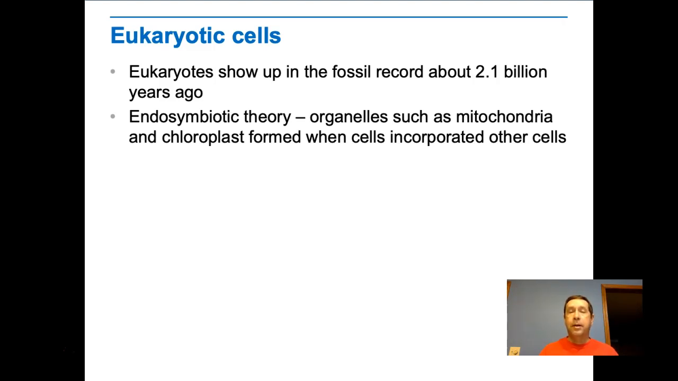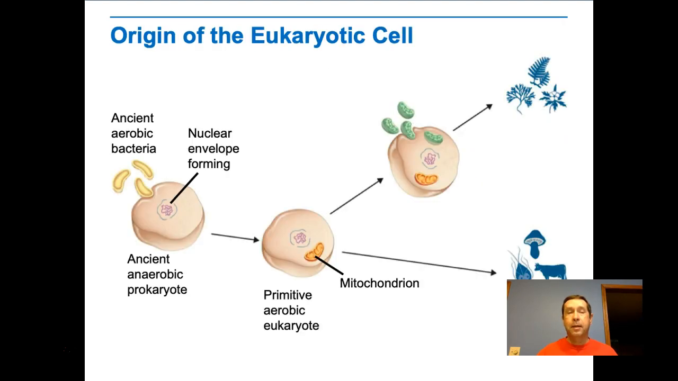And the current theory that explains how eukaryotes came about is what we call the endosymbiotic theory, where organelles, especially mitochondria and chloroplasts, could have formed by cells incorporating other smaller cells. And the fact that mitochondria and chloroplasts have their own DNA that has a different genetic code than the DNA in the nucleus of the cell is one of the things that supports this idea. So it goes kind of like this.